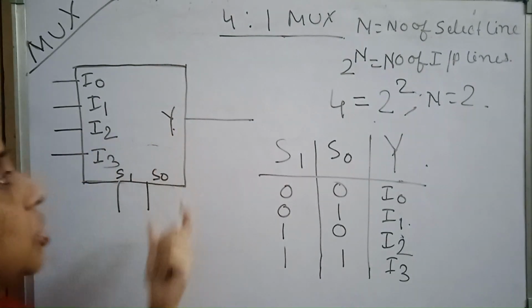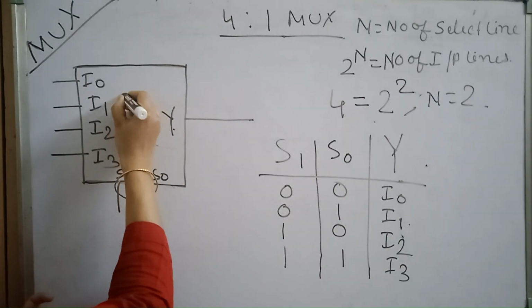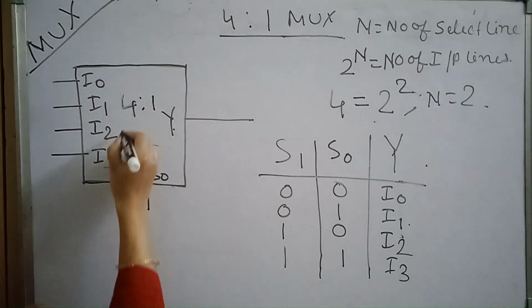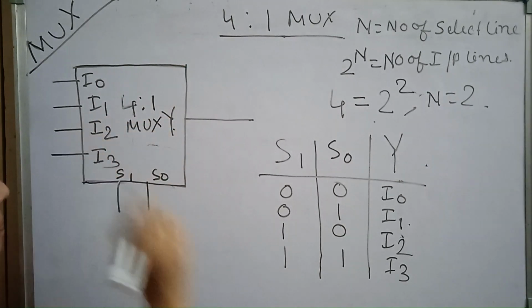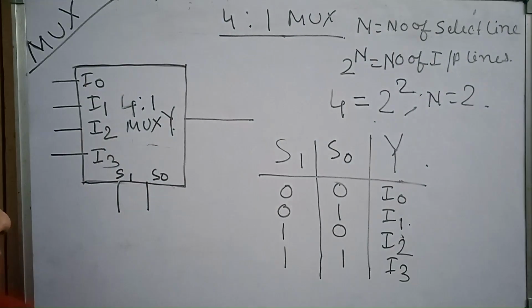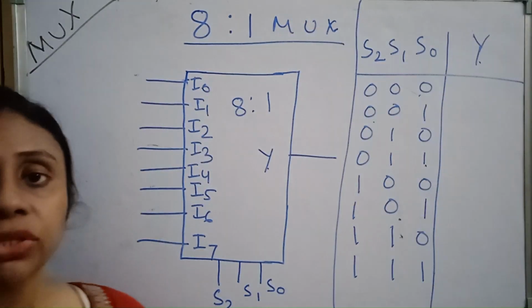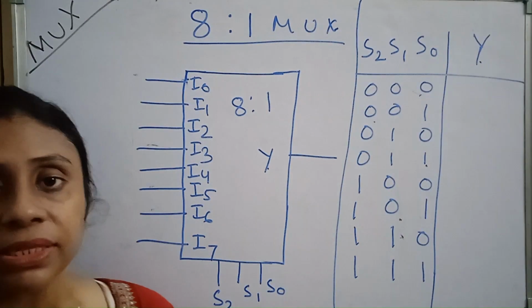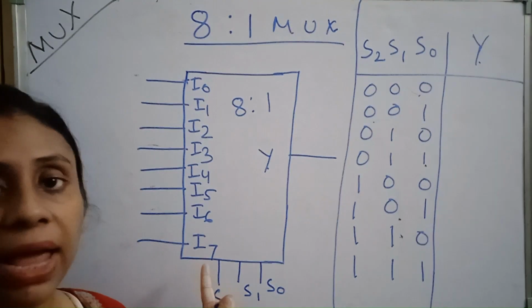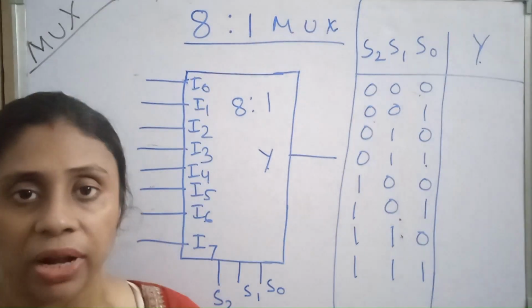So let us see an 8:1 multiplexer. This is a 4:1 multiplexer, 4:1 MUX. Now we will do an 8:1 MUX. See, this is an 8:1 MUX, so the size of the MUX is 8:1. There are 8 input lines and only one output line.